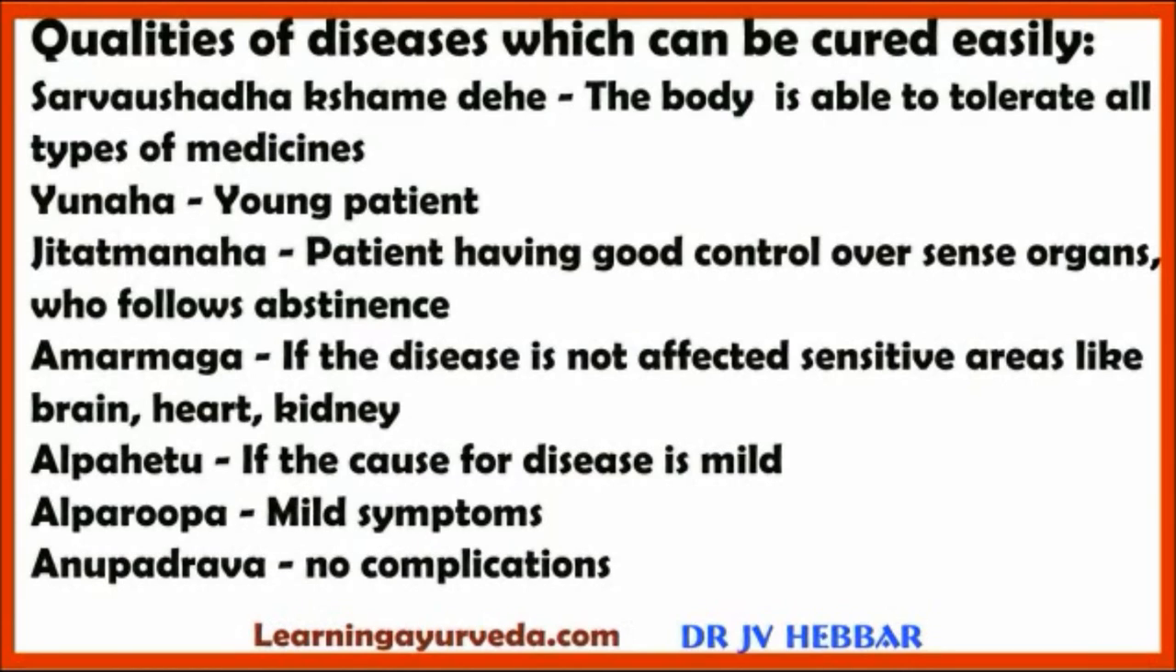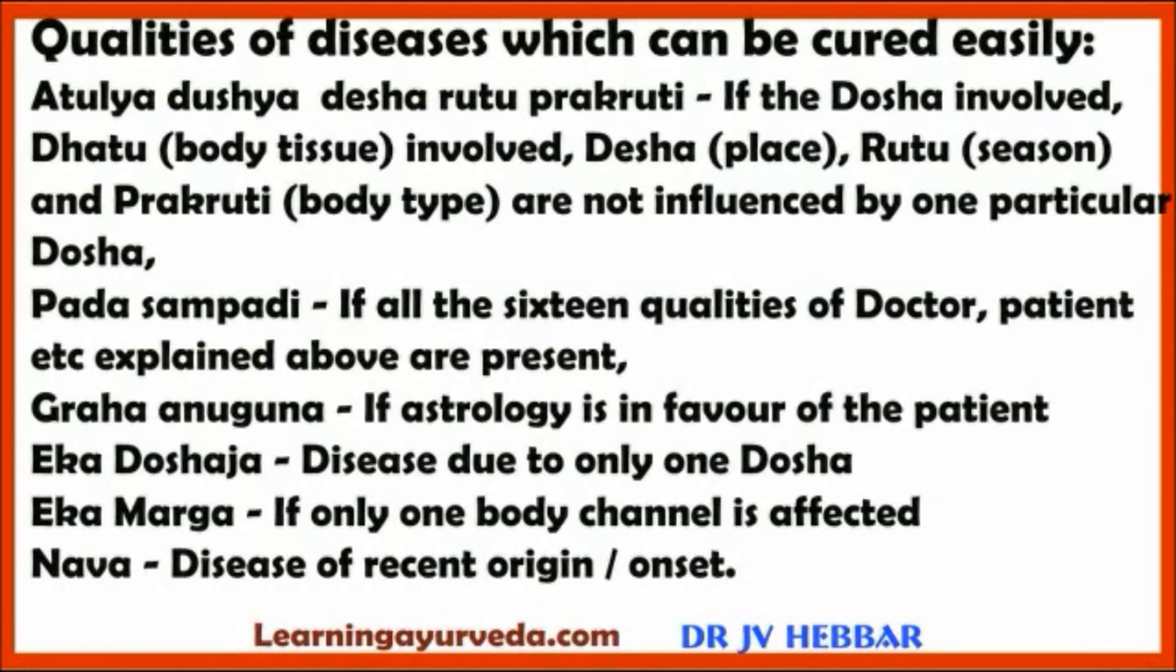Qualities of diseases which can be cured easily. Sarvaushadha Kshamam Dehe. The body of the patient is able to tolerate all types of medicine. If the patient is young, if the patient has good control over sense organs and follows abstinence, if the disease does not affect sensitive areas like brain, heart, kidney, etc., if the cause of disease is mild, if the symptoms are mild, and if there are no complications, if the dosha involved, the body tissue involved, the place, season and body types are not influenced by one particular dosha, then that is easy to cure.